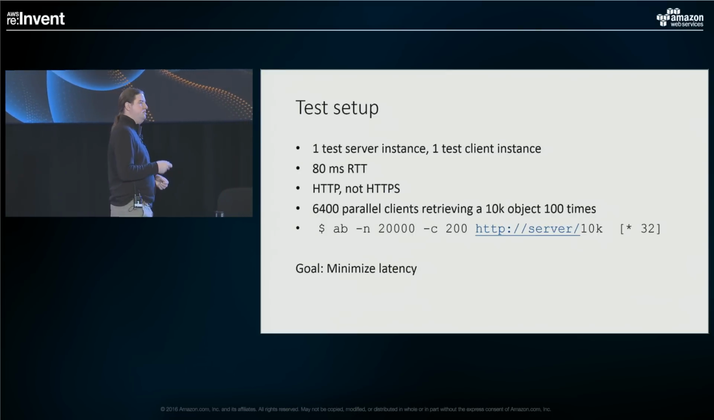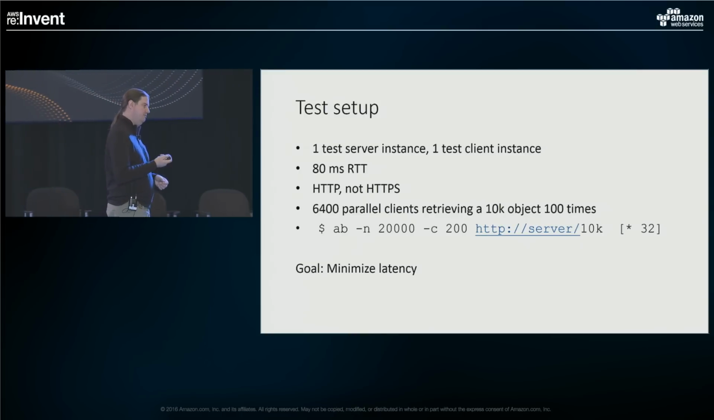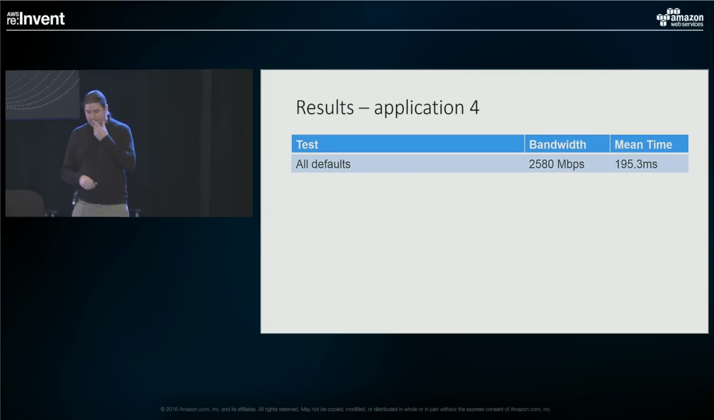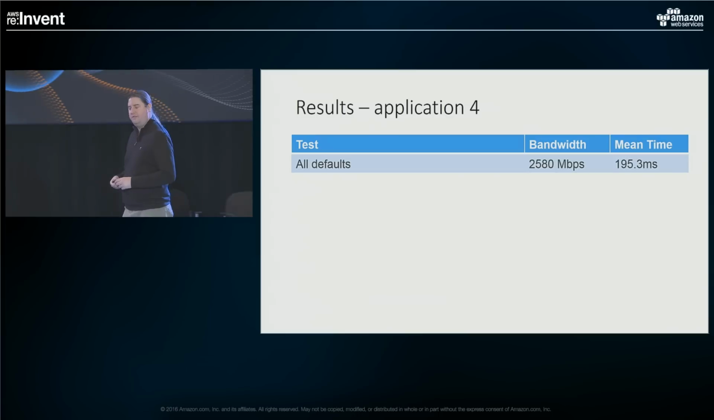Our goal here is actually going to be to minimize the latency of these connections. Not necessarily the bandwidth, but the latency, although obviously those are very, very related. So if I run this by default, I get about 2.5 gigabits per second, and it takes a little over 3 minutes to run.